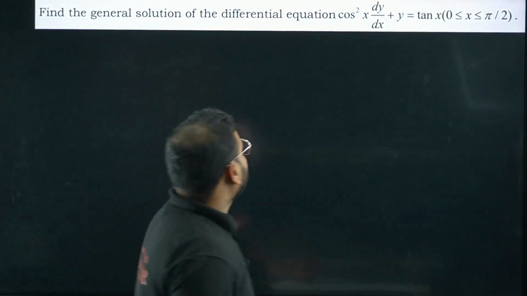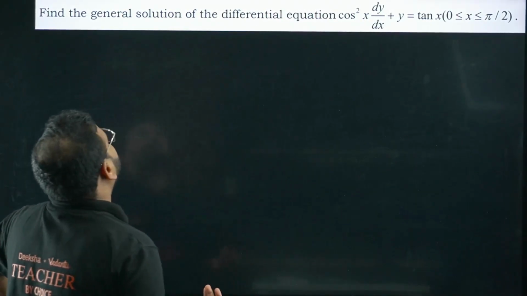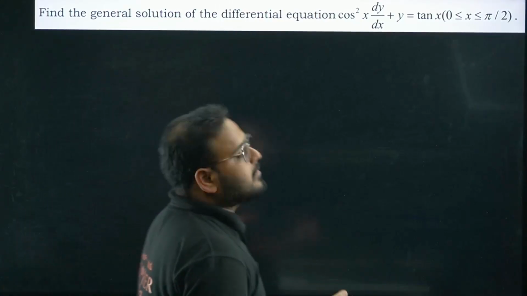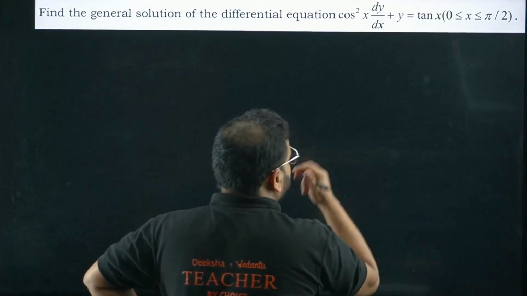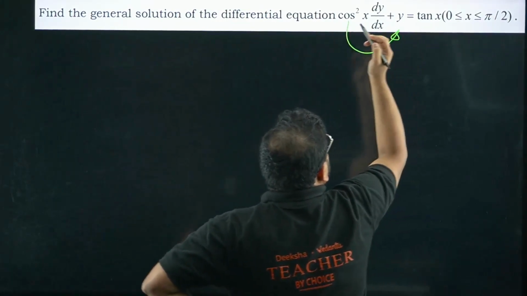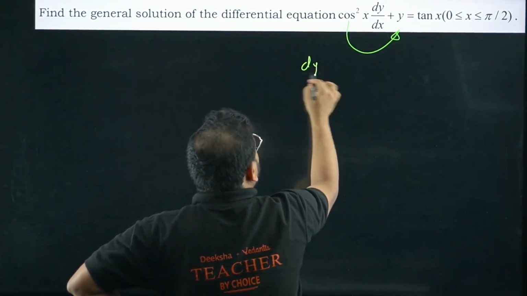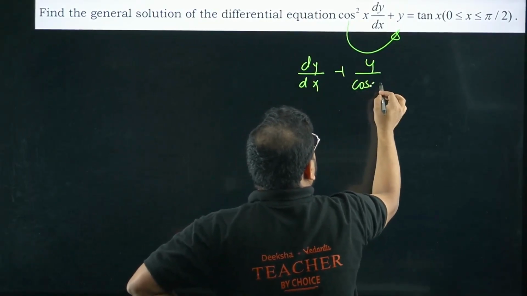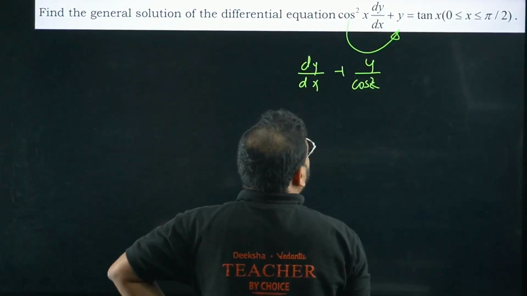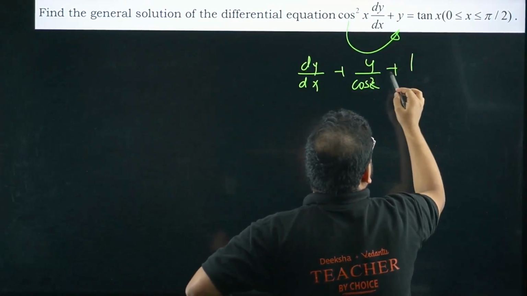Moving on now to the next question. Find a general solution of the differential equation. Again from D we can solve this. Let's check. Cos square is there, right? I can move this cos square on this side. It will become dy by dx plus y upon cos square x, and I have tan x upon cos square x.